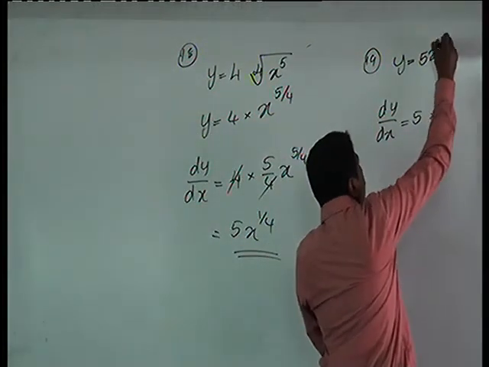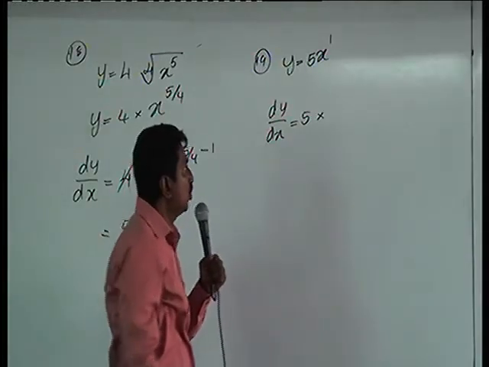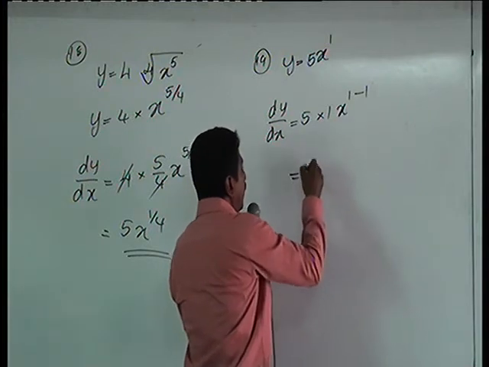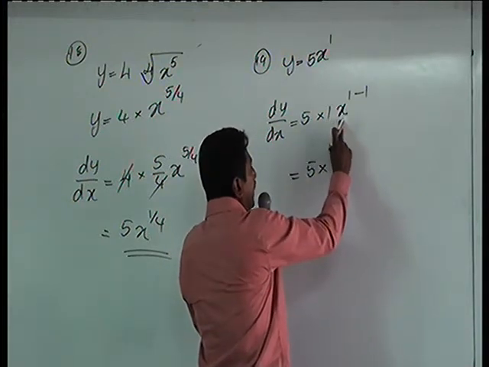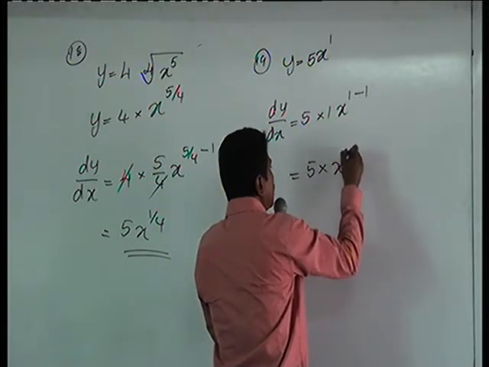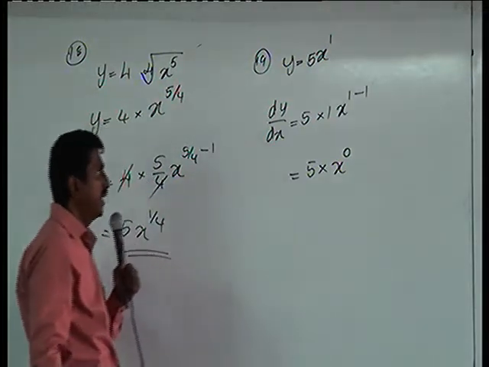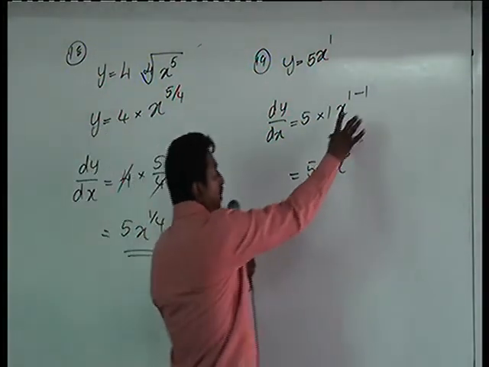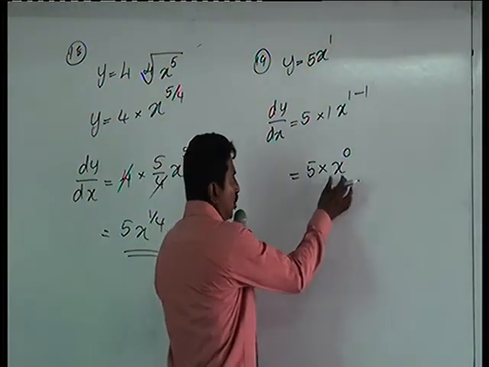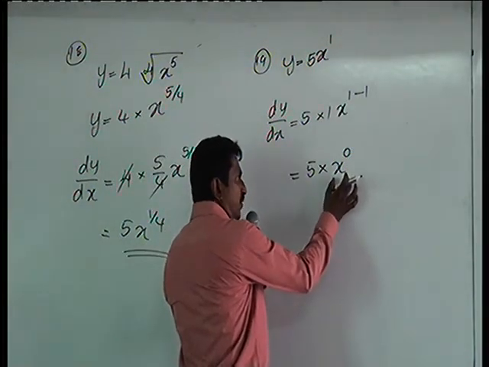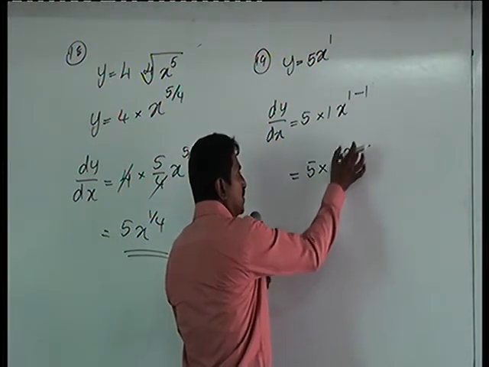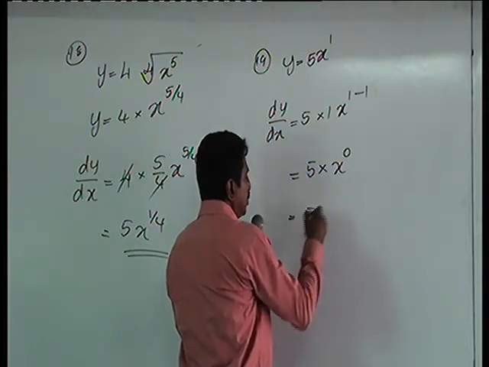Here we have x to the power 1. So 1, x to the power 1 minus 1. 5 into here 1x, 1 into x, same thing. X to the power 1 minus 1, so that is x to the power 0. The power is how much? 1 minus 1 is 0. So x to the power 0, how much is x to the power 0? Any value to the power 0 is 1. We have learned under indices, any value to the power 0 is 1. So the answer is 5.